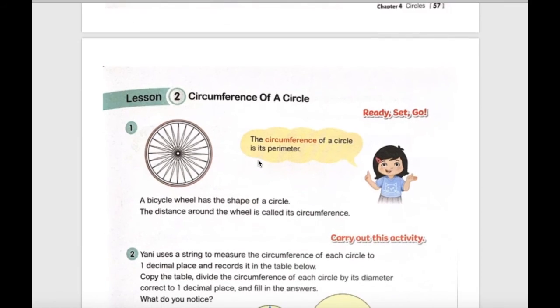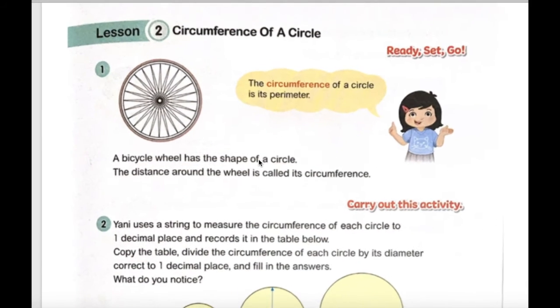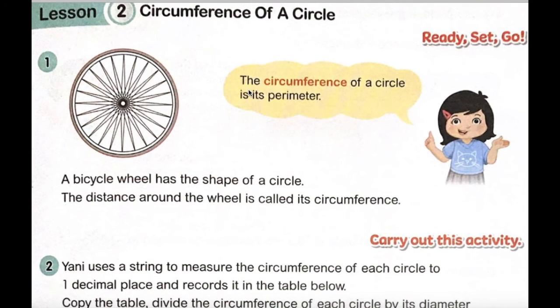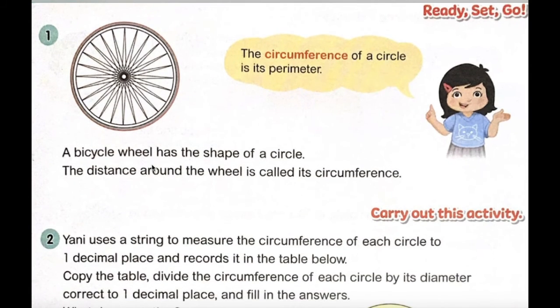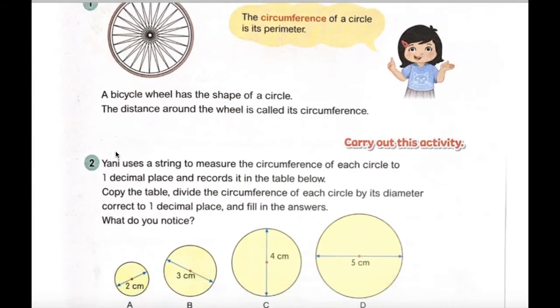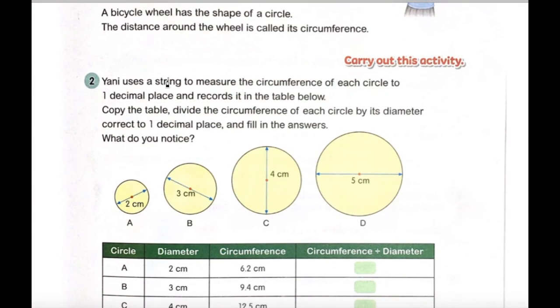Okay. Next one, lesson 2. About circumference of a circle. What is a circumference? Here. The circumference of a circle is the perimeter of it. Kelilingnya. So like you turn like this. We call it circumference.